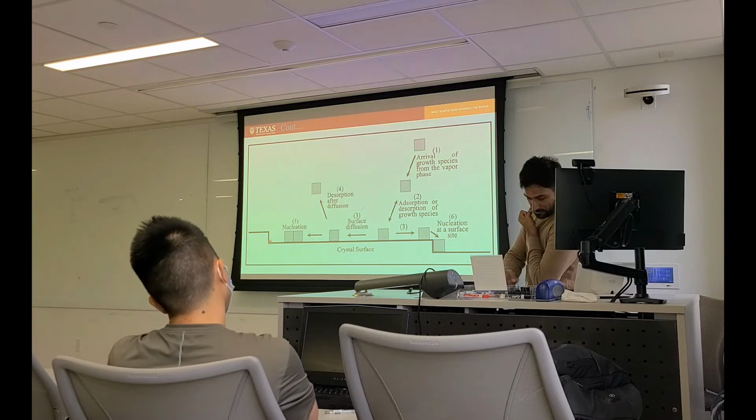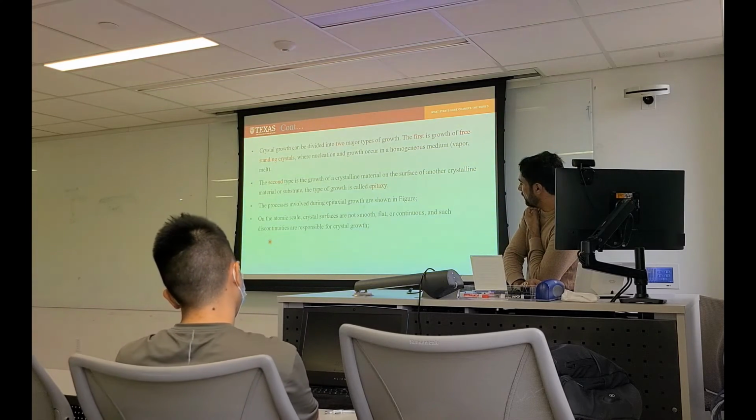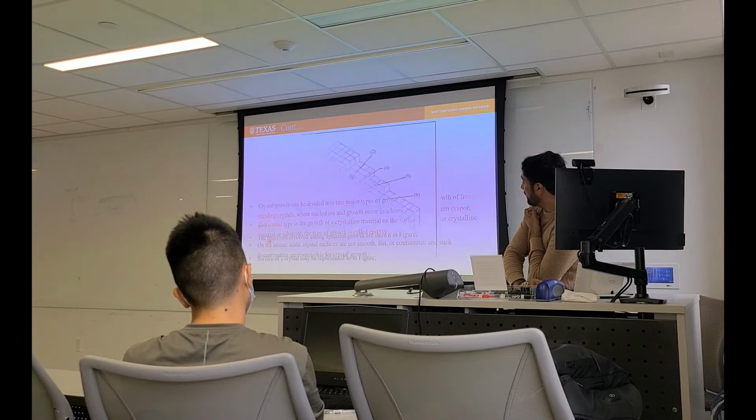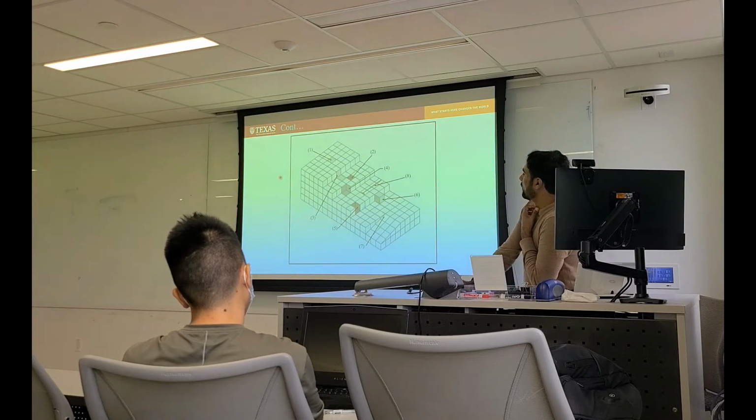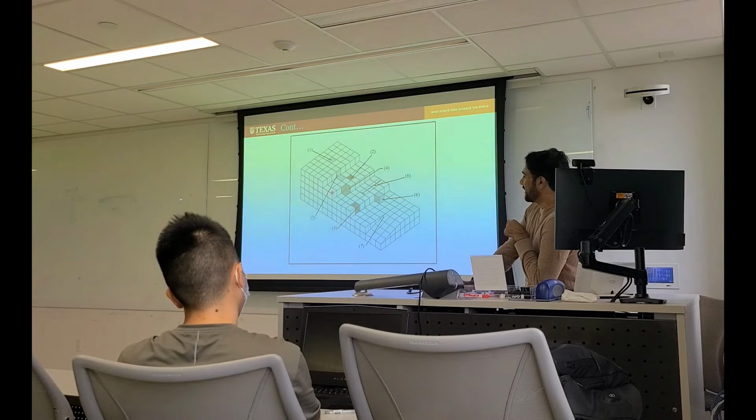This is the kink, maybe comes next. On the atomic scale, the crystal surfaces are not smooth, flat. I will talk about this. Surfaces of a crystal may be presented in this way. Every crystal does not have this shape. I just added it for your understanding. So there are several different kinds of defects.